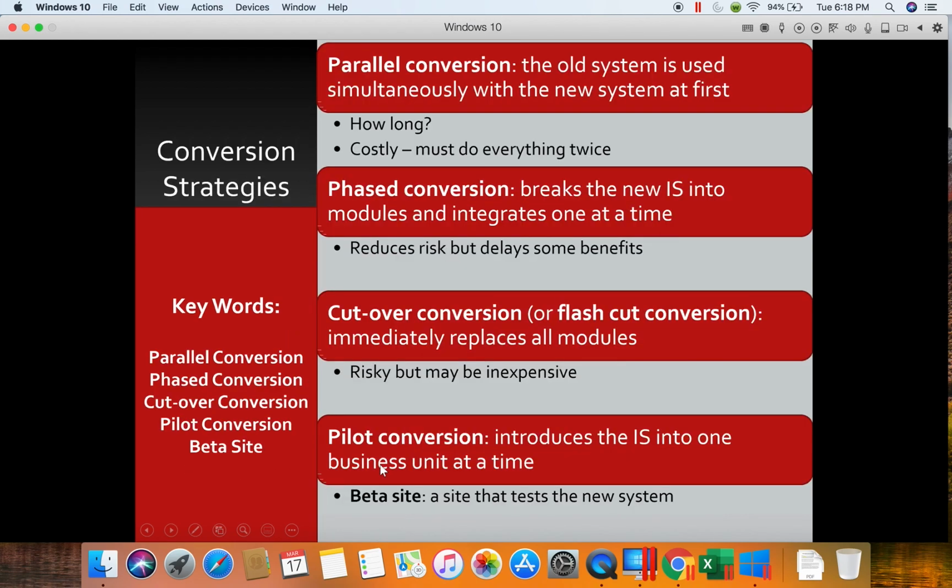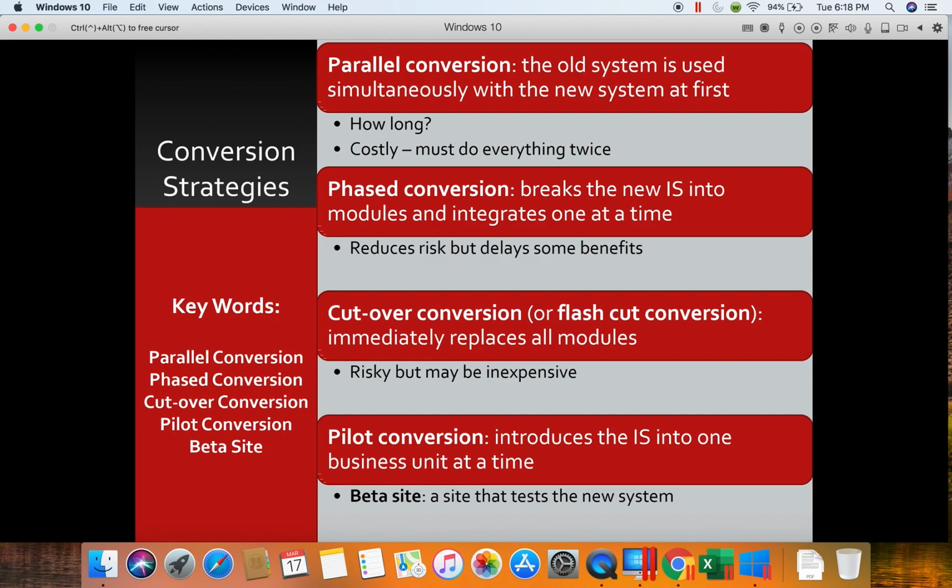There are 4 main ways that we can look at for conversion. The first method is called a parallel conversion. In this one we're using the old system and the new system simultaneously. We use them both at the same time. This leaves very little room for error.